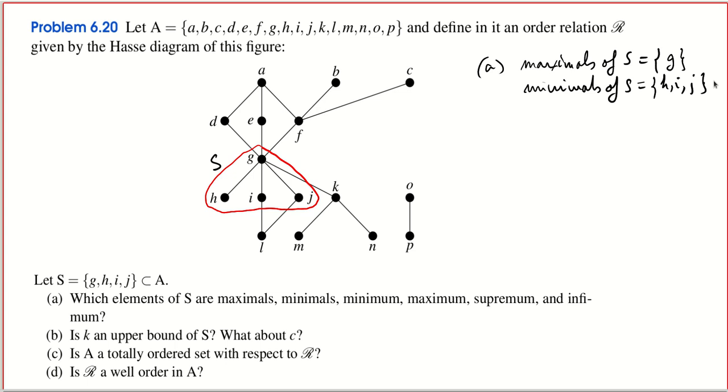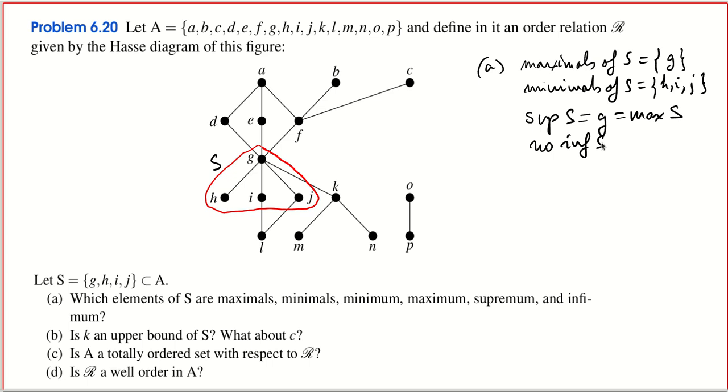About the supremum of the set, well, clearly the supremum is G, which is also a maximum because it's part of the set. There is no infimum, and the reason is this: the set of lower bounds of this set is empty.